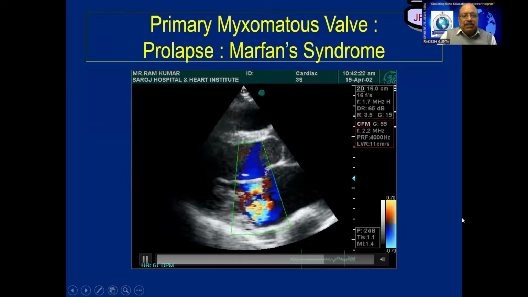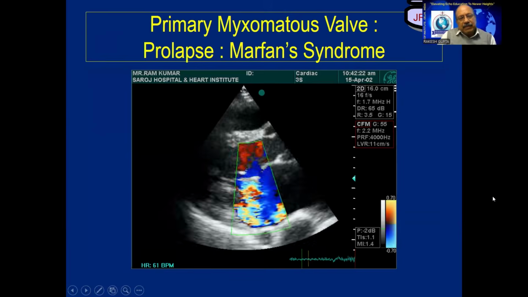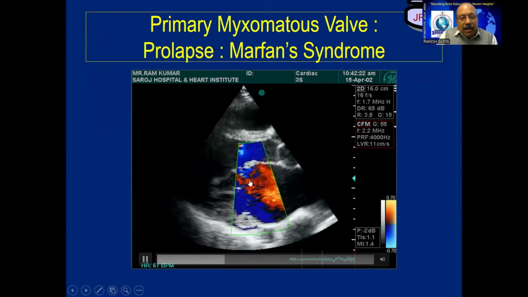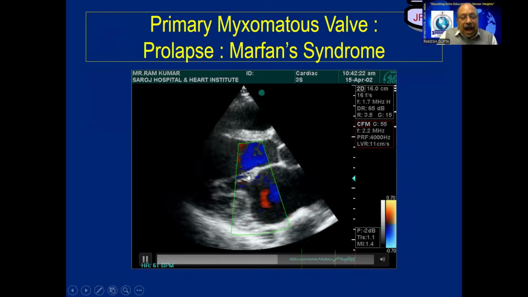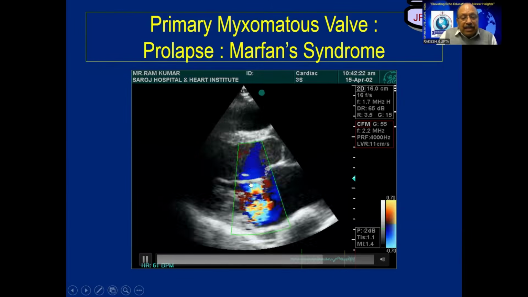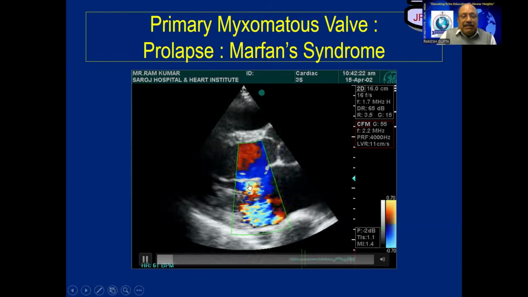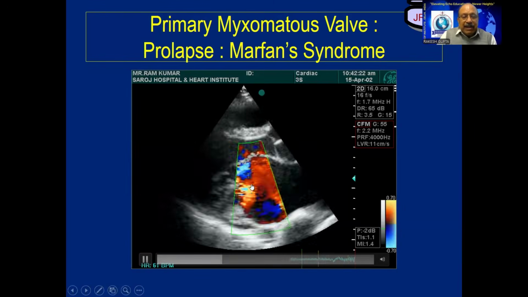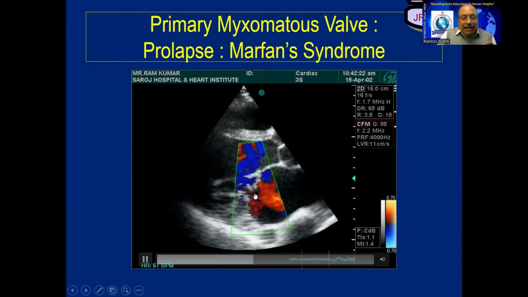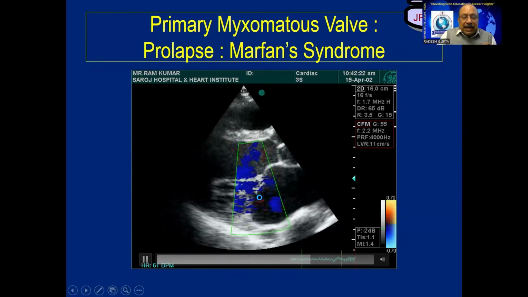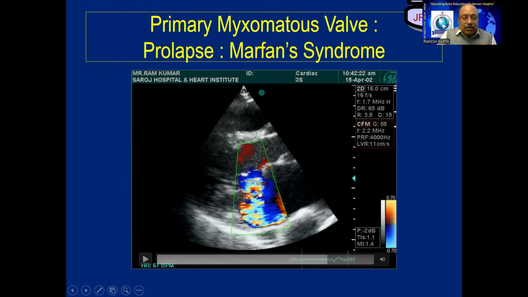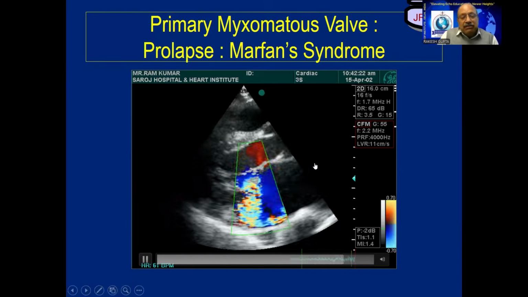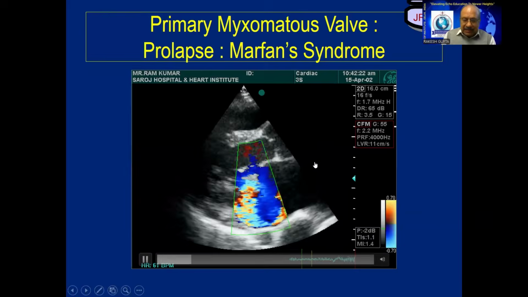Now, look at this patient very carefully. This is long, elongated mitral leaflets, hypermobile, giving rise to almost flail mitral leaflets. Flail means the tip of the AML is billowing back into the LA. I can't show you the tip with colors, but if the tip is going back into the LA, it means we are dealing with severe mitral regurgitation, and this is known as flail mitral leaflets.